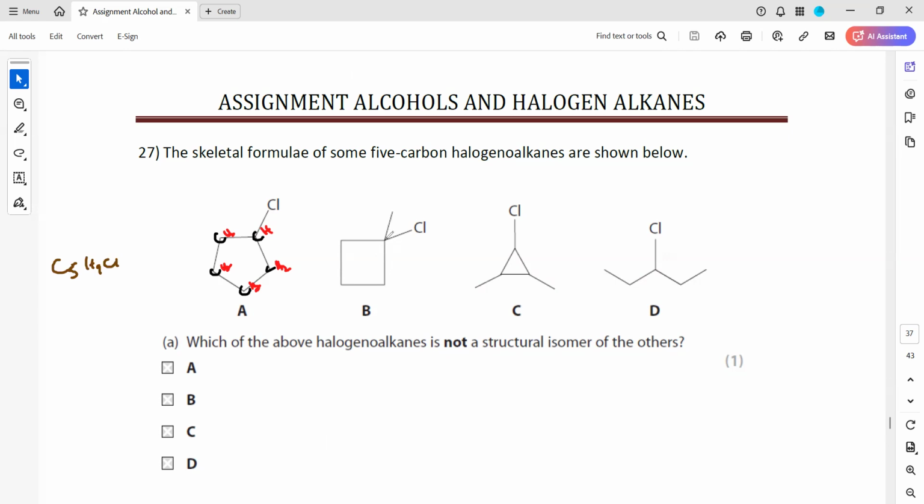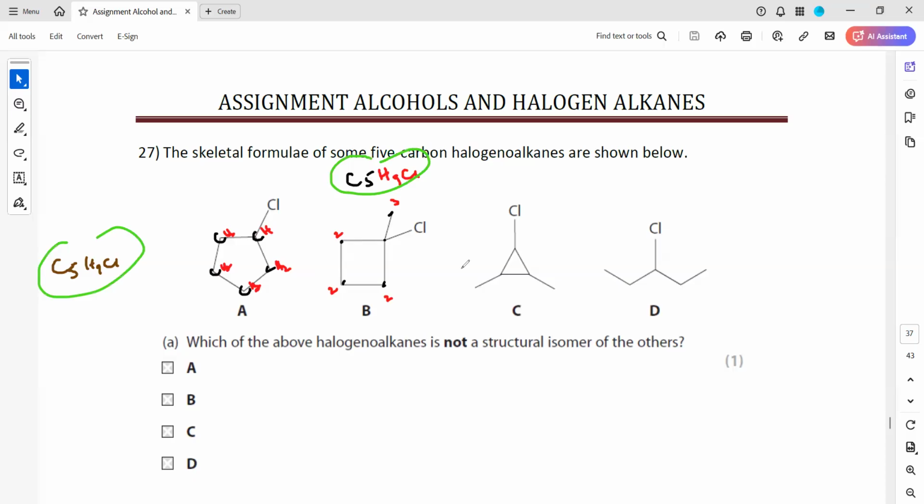So we have 1, 2, 3, 4, and 5 carbons. How many hydrogens are there? Because two bonds are shown, this will have two hydrogens, this will have two hydrogens, this will have two hydrogens, this will not have any hydrogen, and this will have three hydrogens. So this is also C5H9Cl. That's also correct, the same molecular formula. So these two are structural isomers of each other.